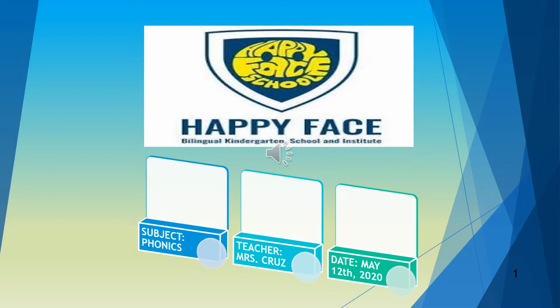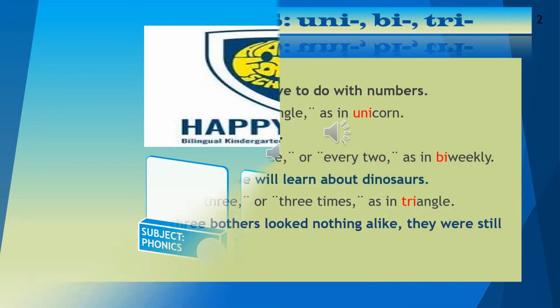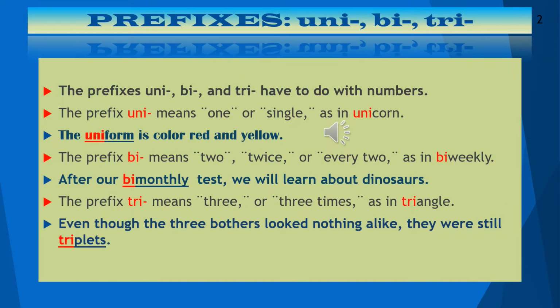This is a very simple lesson. It is not complicated and it is easy to remember. So let's start the class. Page number 2, prefixes uni, bi, and tri.